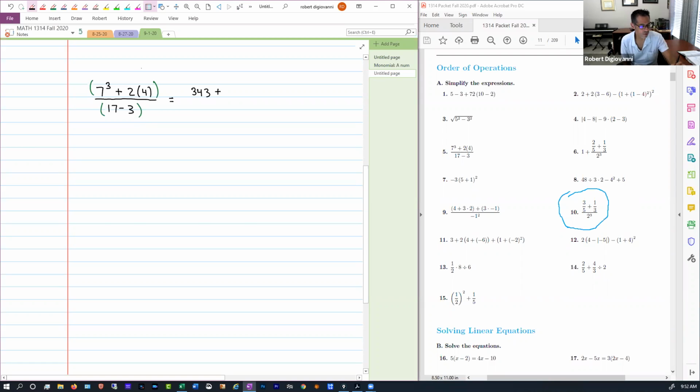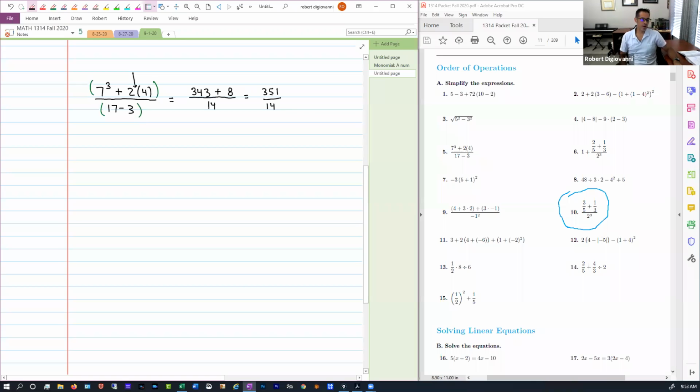Now, Ashlyn, do you want to go ahead and just do this operation right now? Yeah. Okay, so 2 times 4, that's 8. And on the bottom, this is pretty straightforward. There's not a whole lot going on here, right? 17 minus 3, it's just 14. You add on top, right? So here's the thing, you have to add everything up first. So we're gonna have 351 over 14.